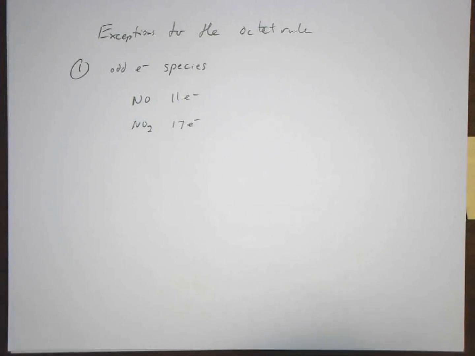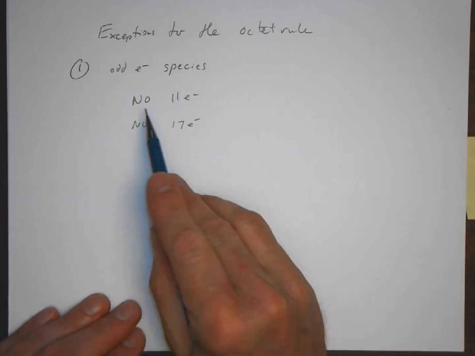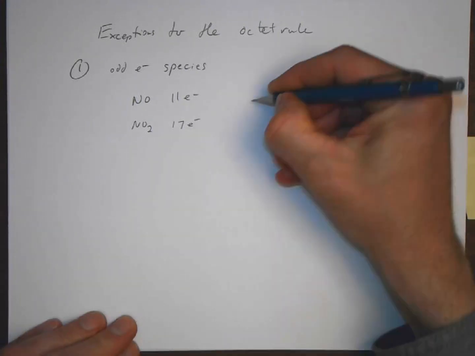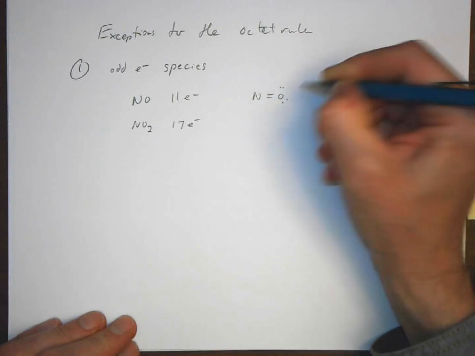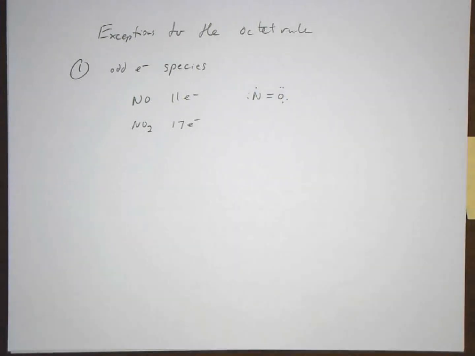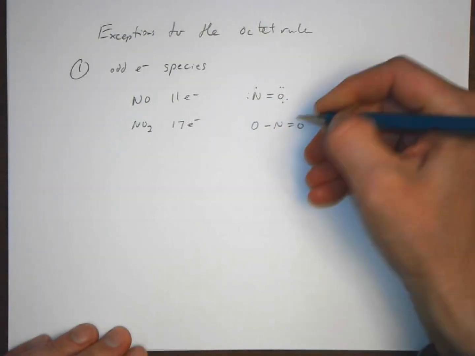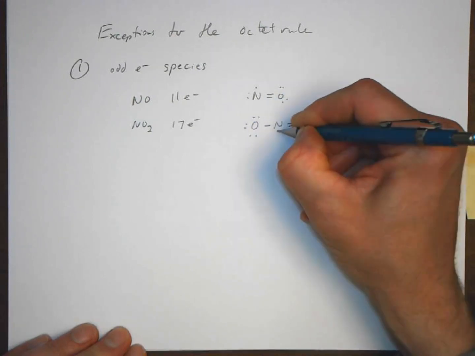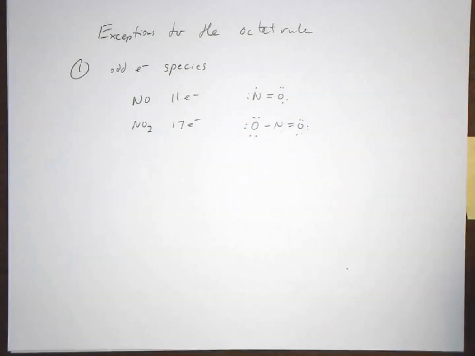And now I challenge you again to take a moment, pause the video, and write the best Lewis structures for these 2 things. One thing you'll find is that you won't be able to have an octet for the nitrogen, or an octet for the nitrogen here. Oops, I meant to put 1 electron on that, not 2.